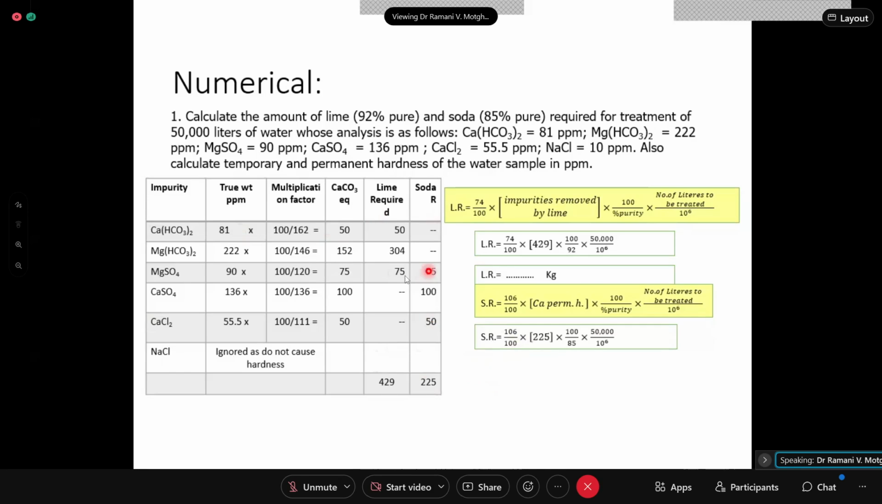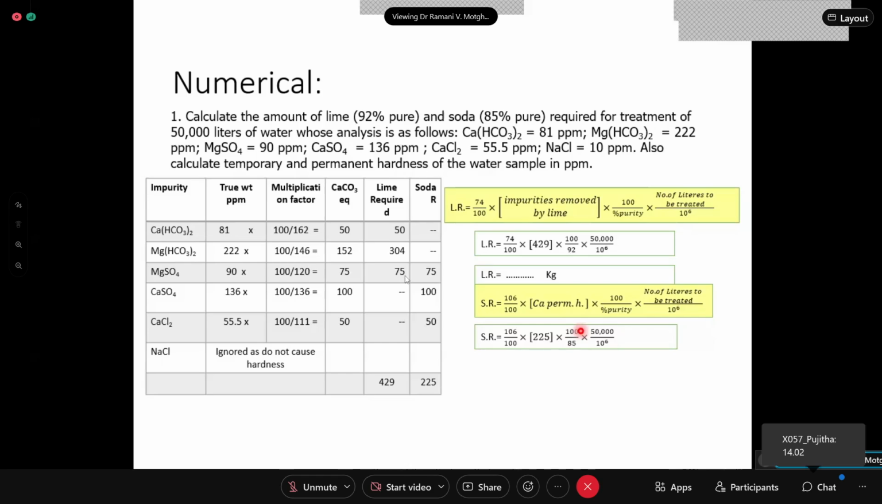Someone is saying 14.02, 14.03, 14.08. They might not have considered the 50,000. Some other value they might have considered, something like this. This is how some mistake goes there. Okay, so this will be 106 by 100 into 225 into 100 by 85.